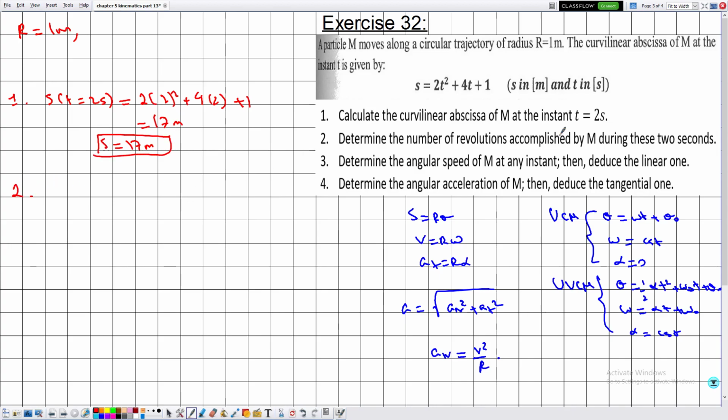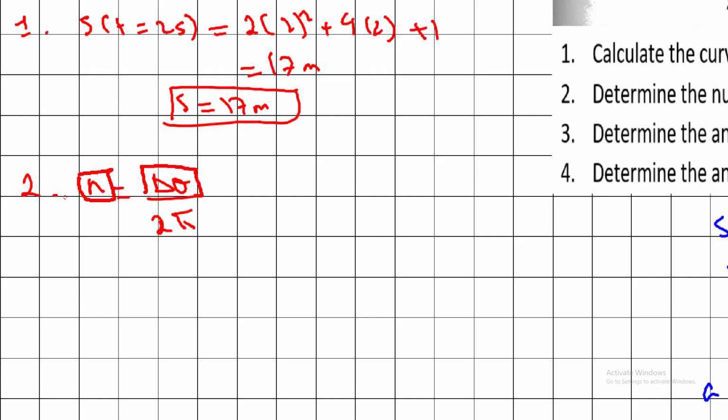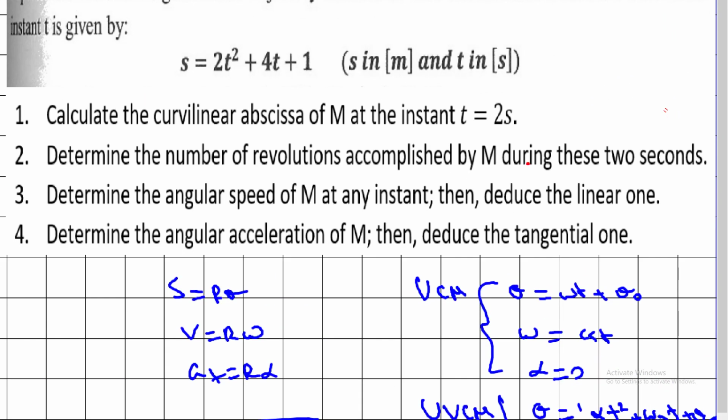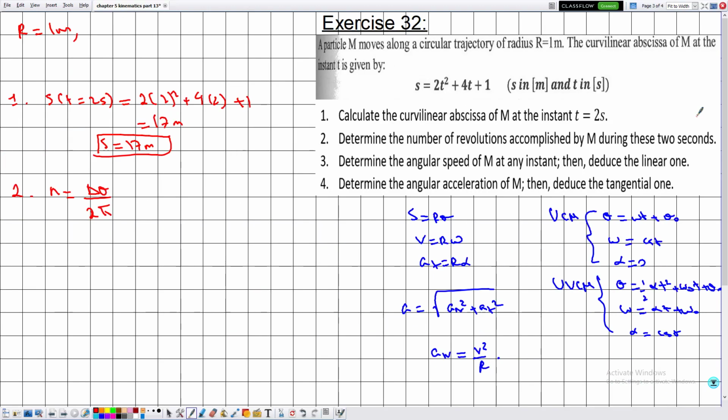Now in number 2, they are telling me to calculate the number of revolutions, which is given by n equal to delta theta over 2 pi. In order to determine n, we need to determine delta theta accomplished by A during these 2 seconds. There is another formula to calculate n, which is dividing s by the circumference, which is 2 pi r. But let's do it this way by calculating delta theta.